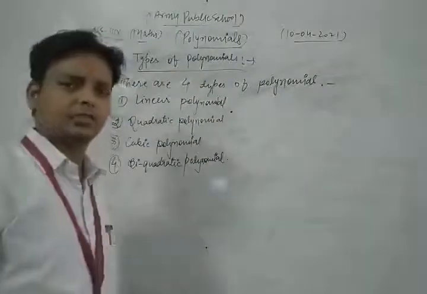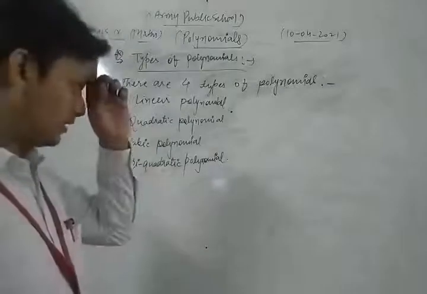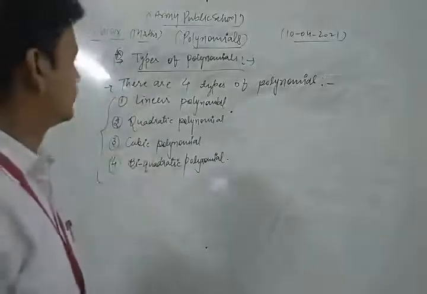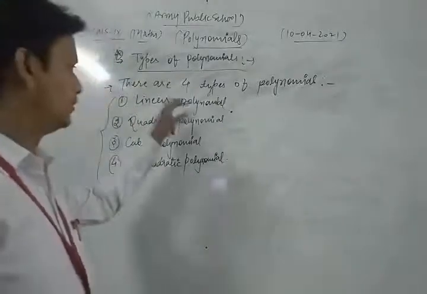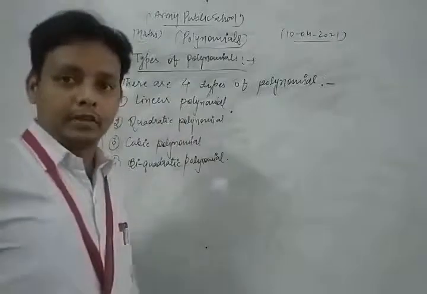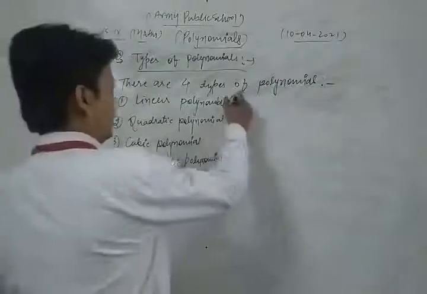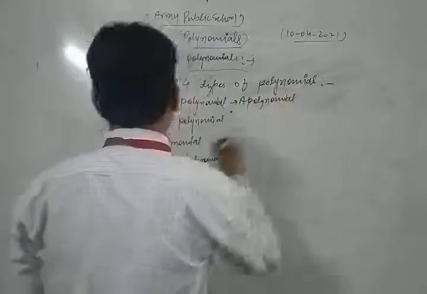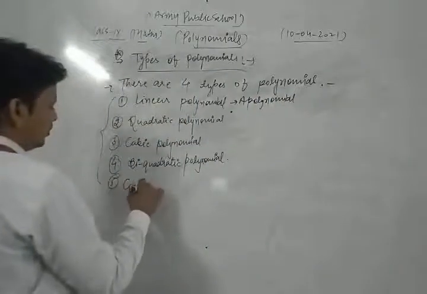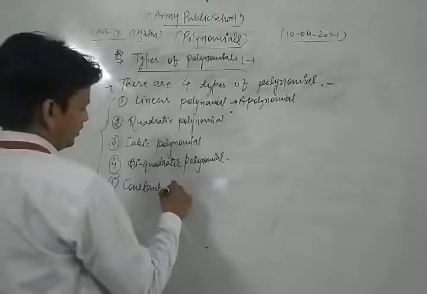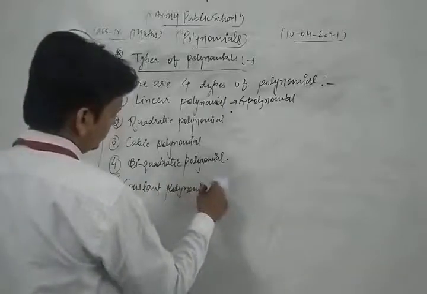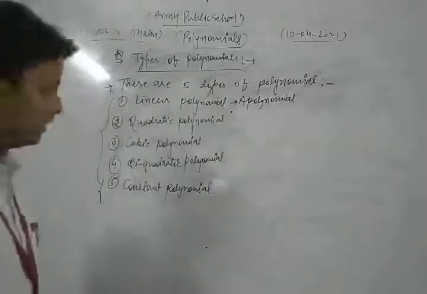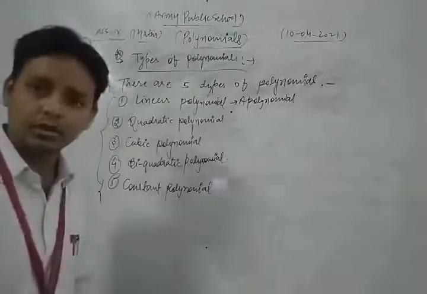So let's see what is the process. Dear students, first of all, we are going to discuss the linear polynomial, a polynomial of degree 1. And another is what? Constant polynomial. There are five types of polynomial in your syllabus. Okay, linear, quadratic, cubic, biquadratic, and constant polynomial.